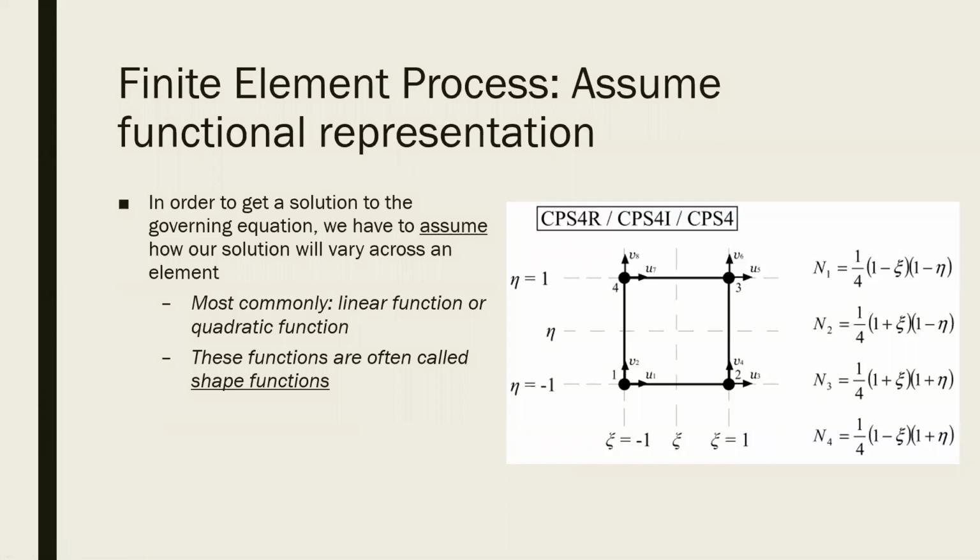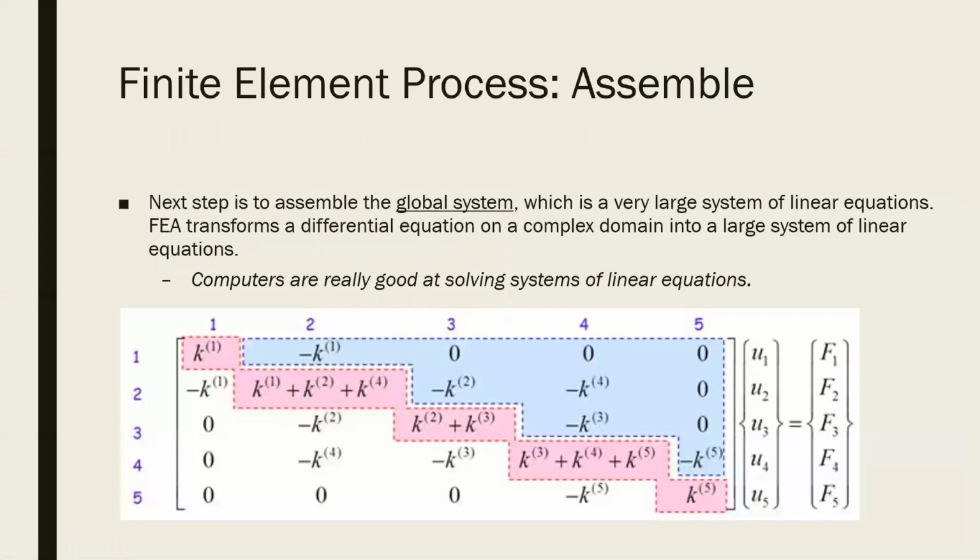Okay, the next step after you assume those functions is to assemble. This is different from Avengers Assemble. This is assembling into a giant matrix. What's going to happen is that you get a functional representation for every element in your mesh, and then you need to combine them all into one big system in order to solve it. The reason we do it like this, putting it in terms of a matrix set of equations, is that computers are really, really good at solving these matrix sets of linear equations.